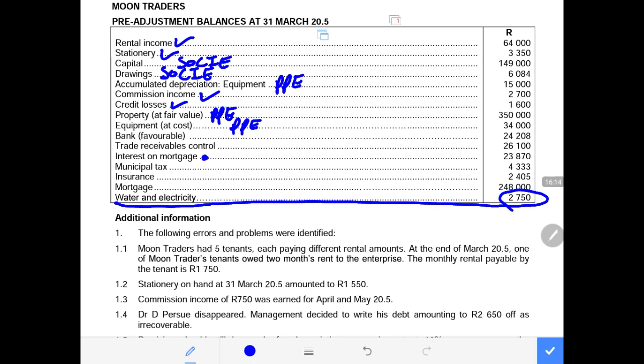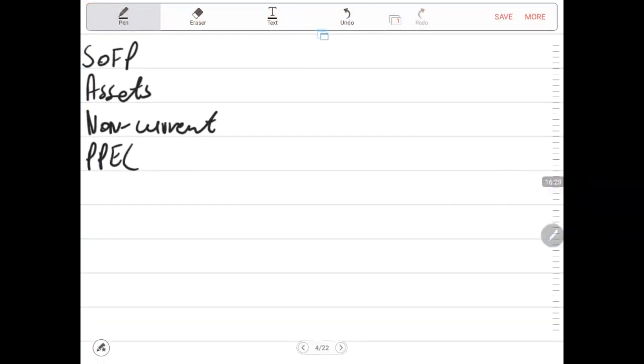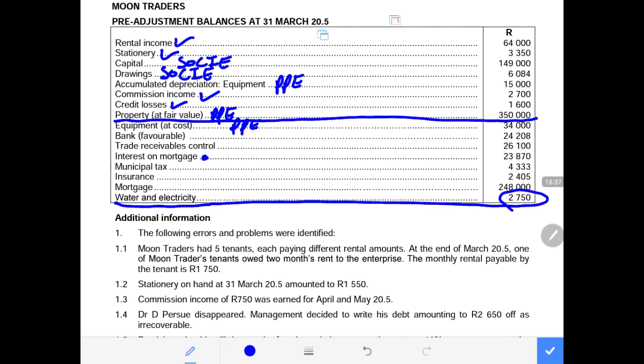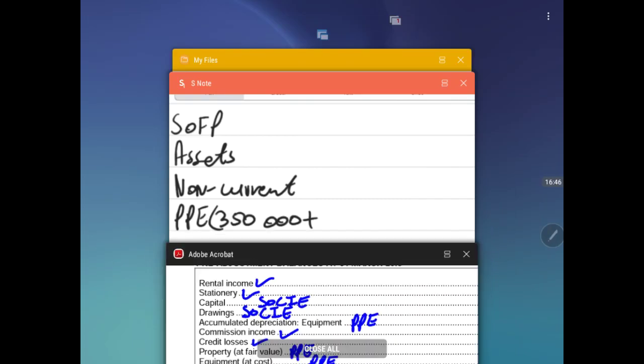And vehicles, I always want to mention that we record the cost and the accumulated depreciation. Let us start with the property, and the value of the property is 350,000 rands. Let us look for another asset, and I think there was equipment somewhere. Yes, the equipment at the cost of 34,000 rands.